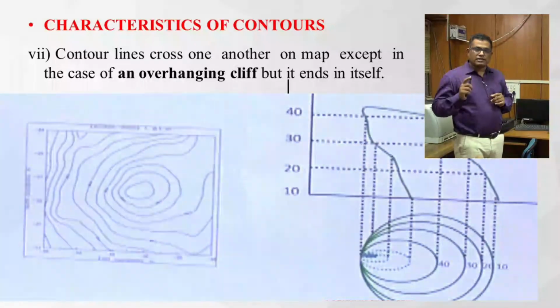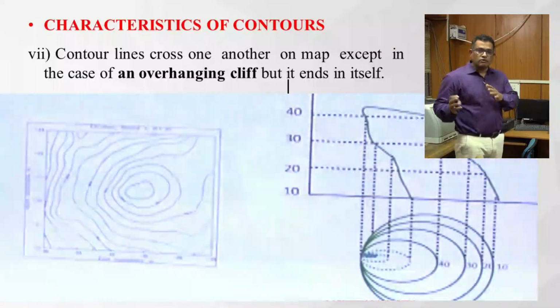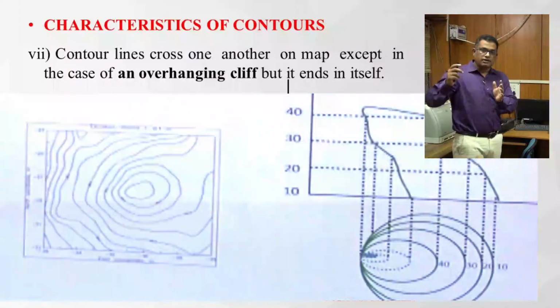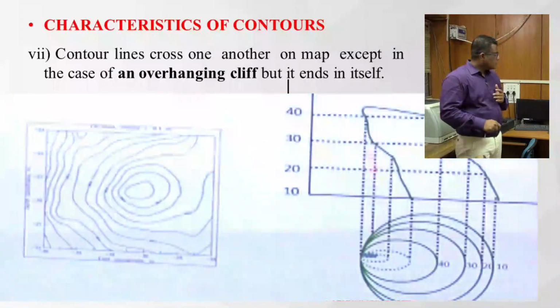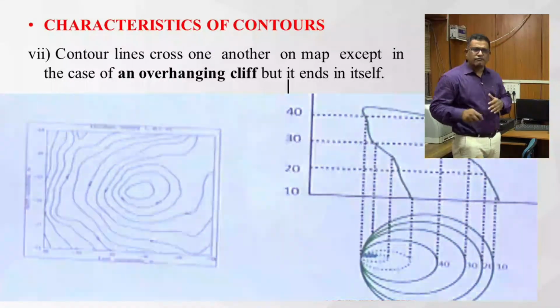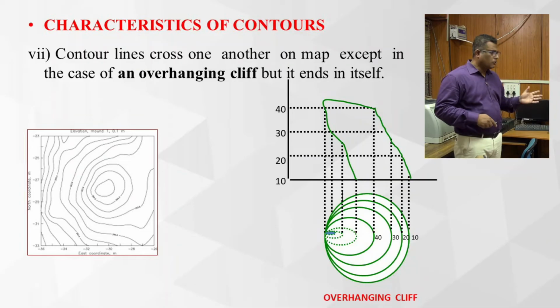But there is one exception in case of an overhanging cliff. A cliff, we call it chattan, is overhanging. There they may touch each other or intersect. That's the rarest of the rare cases. In cliff mountaineering and such things, the cliffs are there, but in normal cases contour lines will not intersect each other.